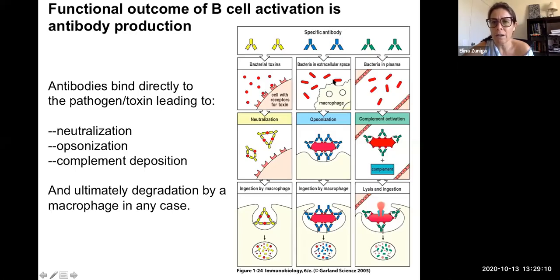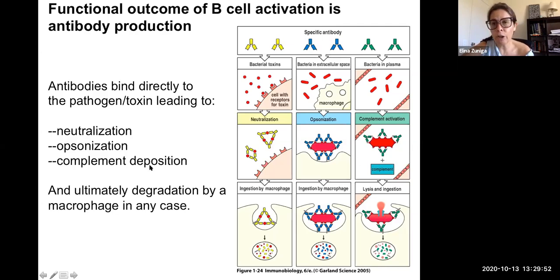And this is depicted here. This is a bacteria in the extracellular space. And the antibody specific for this bacteria will opsonize this bacteria. And this is what we mentioned before. This is because the phagocytic cells have receptors for the antibodies when they are bound to their ligand. And so this can help uptake the bacteria or other pathogen and enhance the phagocytic activity of the macrophages, or opsonize the pathogen.